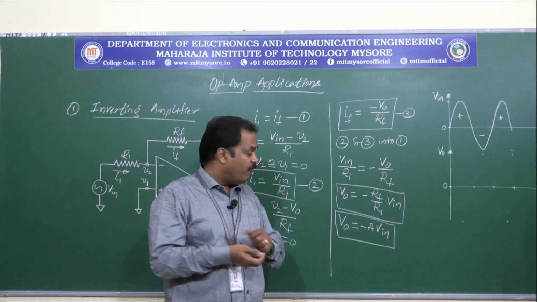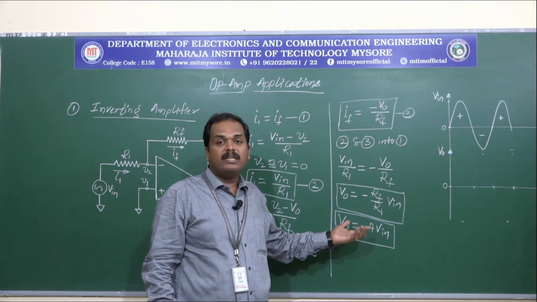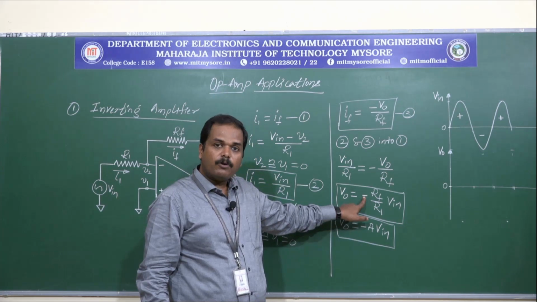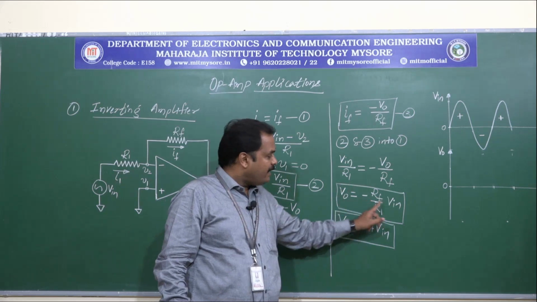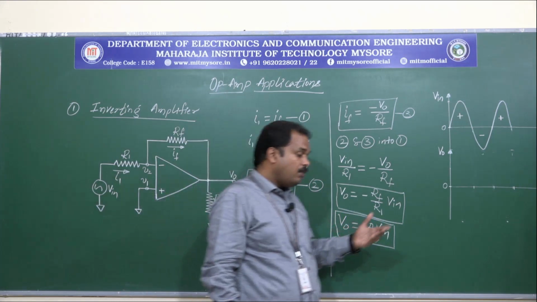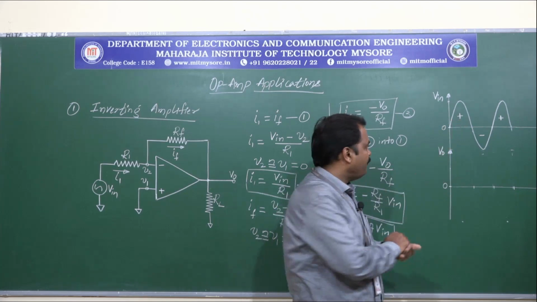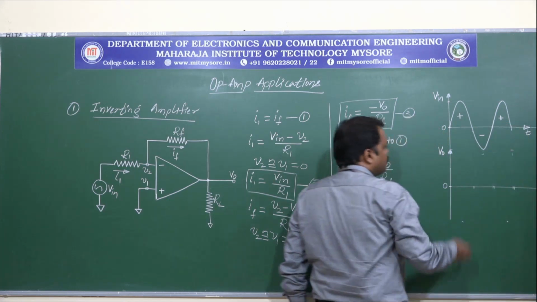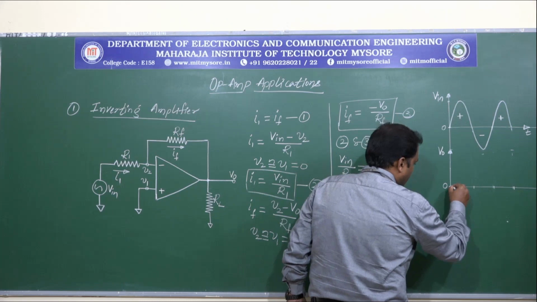So by varying the values of the feedback element and the input element, we can achieve whatever gain we want. There is a negative sign in the output equation, which represents that the output voltage will be 180° out of phase with respect to the input. So if we draw the waveforms, let us say this is the input voltage signal that has been applied, and this is on the time scale. Let us draw the output waveform. The output waveform should look like this.